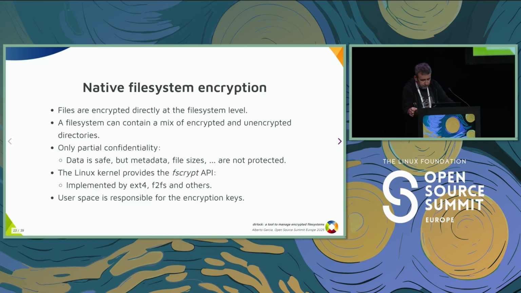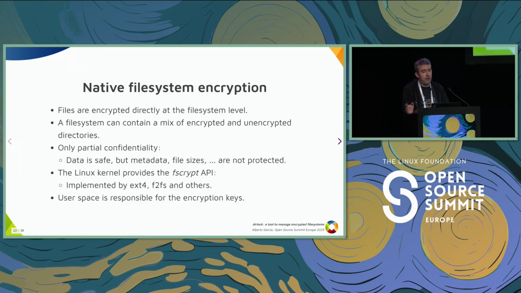In Linux, this is implemented by the fscrypt API that is provided by the kernel. But then each file system needs to implement that API in order to offer encryption. At the moment, it's implemented by ext4 and f2fs at least. I think there's work for btrfs. I don't know what the status is, but I suppose it will be available soon.